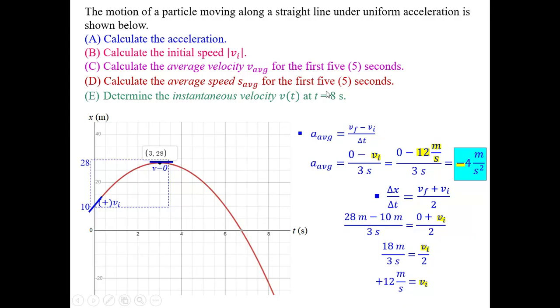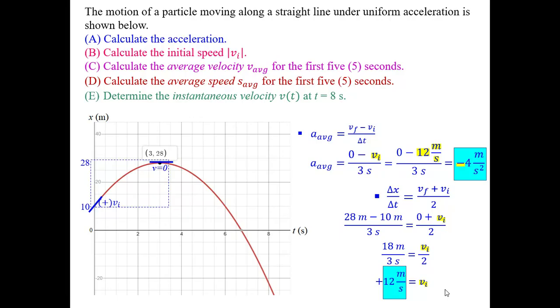Now, I do want to point out though, by doing this, you actually found the answer to part B as well. Part B wants us to calculate the initial speed, or aka the absolute value of the initial velocity, right? The only difference here is speed, which is just the magnitude. Well, we found the initial velocity to be positive 12 meters per second. But because it asked for speed, I'm just going to box the 12 meters per second because I don't need the direction. So we already knocked out part A and B, okay?